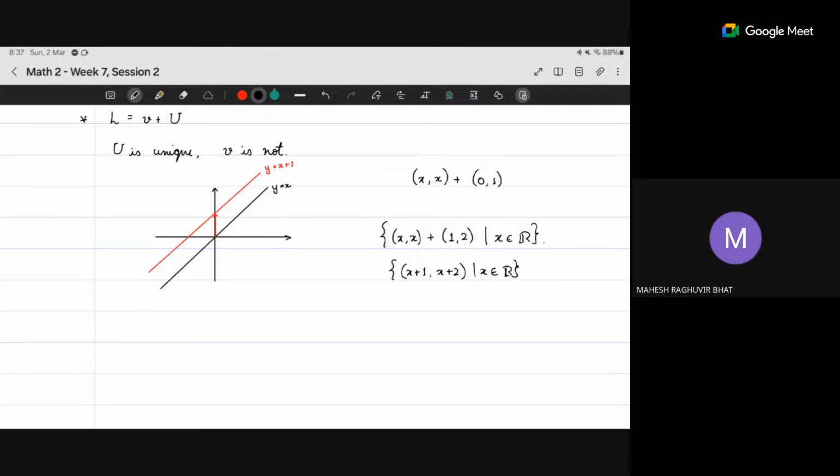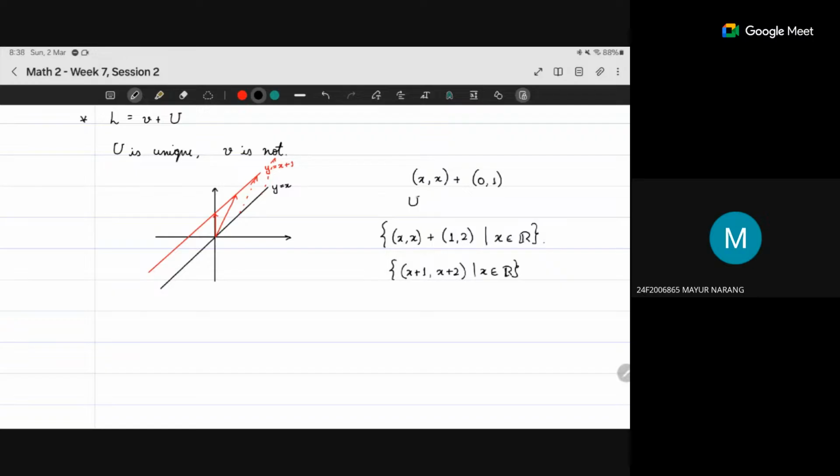So instead of translating like this, what I've done is I've translated using things like this. So I can translate using these also. Sir, why have we added x plus 1 and x plus 2? We are varying x. I'm just saying that instead of adding (0, 1) as the fixed vector, I'm using this vector (1, 2). And the set that I get is the same.